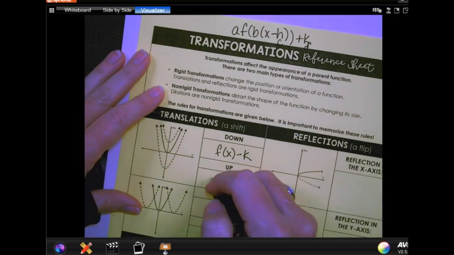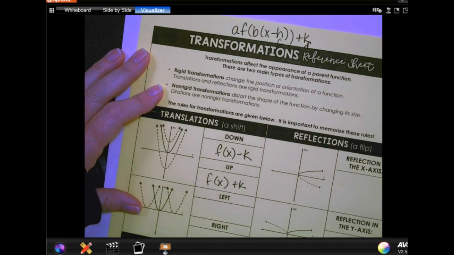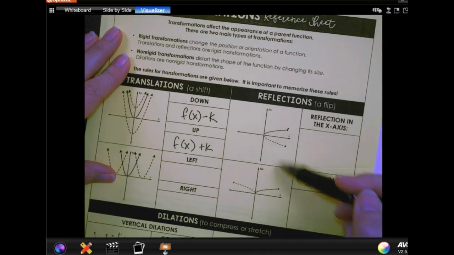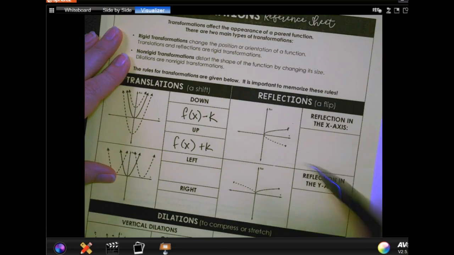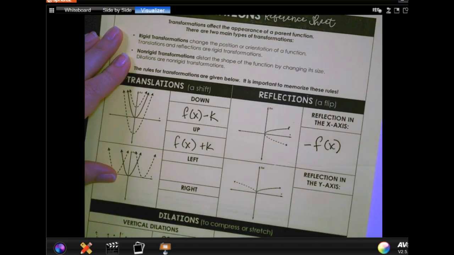And if I want to shift it up, I'm going to add K. Right across, if I'm going to flip it down, I would need it on the outside. So the minus sign is on the outside of the parent function.